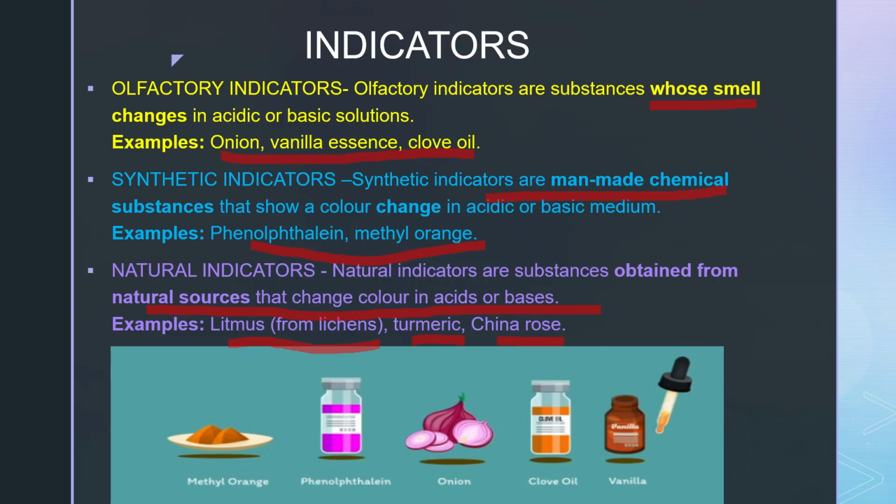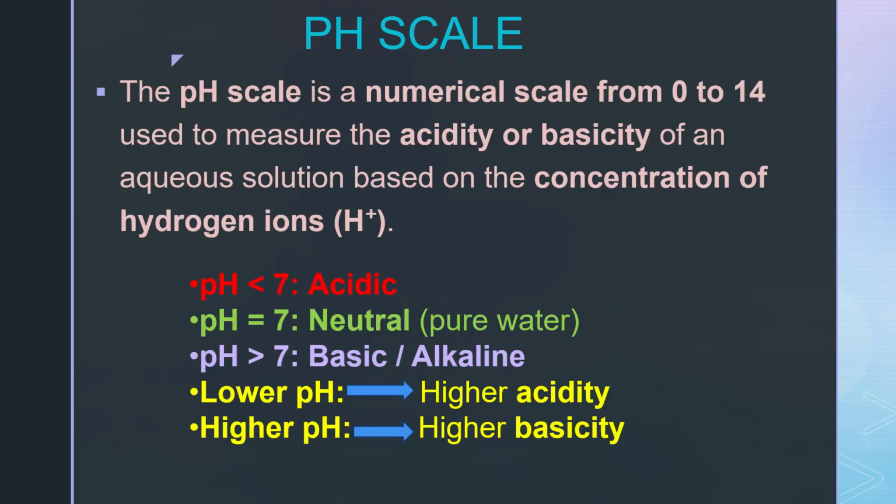So let's move towards the next topic, that is the pH scale. Very important topic. The pH scale is a numerical scale, like we all have a scale in our pencil box that is 15 centimeter, but this scale only starts from 0 to 14, and it is used to measure the strength of the solution. It will tell you whether the solution is acidic or basic in nature, depending upon the number of H plus ions present in the solution.